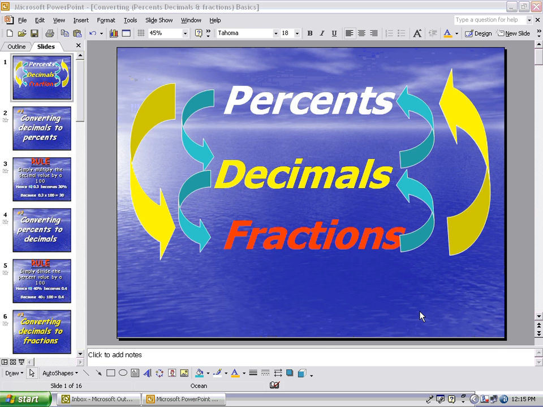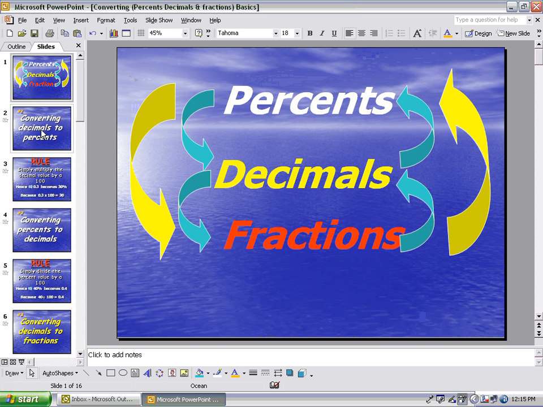Today what we're going to do is take a look at percents, decimals, and fractions. My objective is to teach you how to convert back and forth between these three. Now this is a 6-step process. Some of the processes are very easy. You only have to do one thing in math. Others you have to pay very close attention because there's a couple intricate things you need to do.